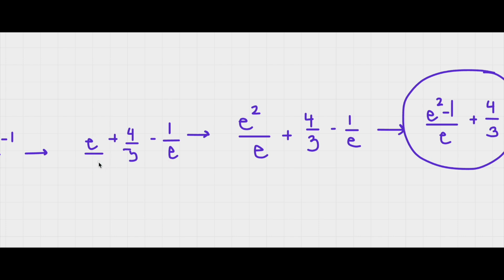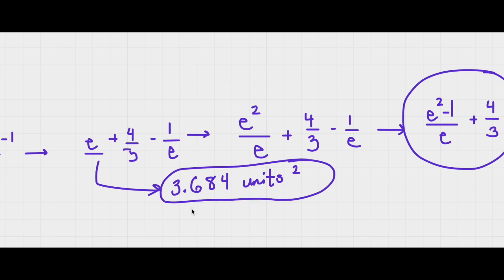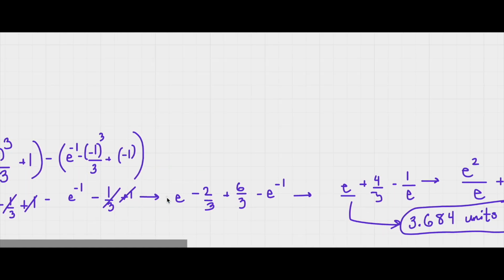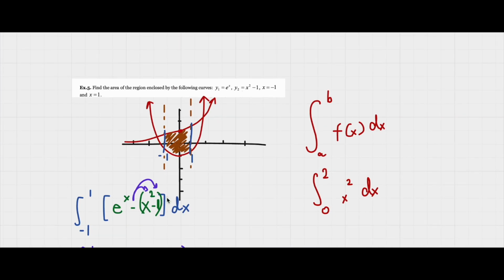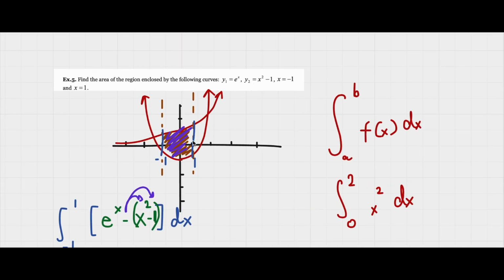So plugging it into a calculator would give you 3.68, or units squared. And this would be the final answer for the area between these two curves. So it would be about 3.6 units squared. And that's how you solve questions using definite integrals.